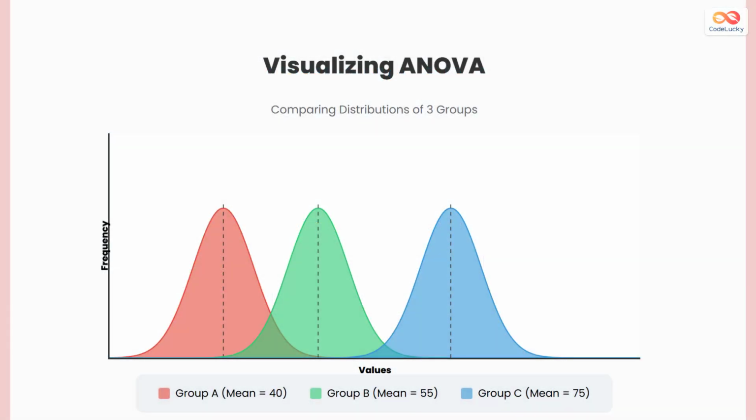Let's look at this visually. Here we have 3 groups, A, B, and C. You can see their distributions overlap slightly, but their centers, or means, are quite far apart. ANOVA measures how far apart these peaks are relative to how wide the curves are. In this case, because the peaks are distinct and the spread is reasonable, ANOVA would likely tell us there is a significant difference here.